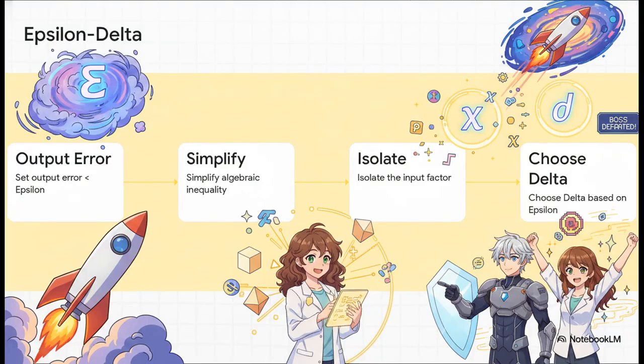Let's execute this precise mathematical sequence together. Say we are proving the limit of 4x minus 5 as x approaches 3 is exactly equal to 7. Step 1. We set the absolute value of our output error, 4x minus 5 minus 7, to be less than our tolerance, epsilon. Step 2.